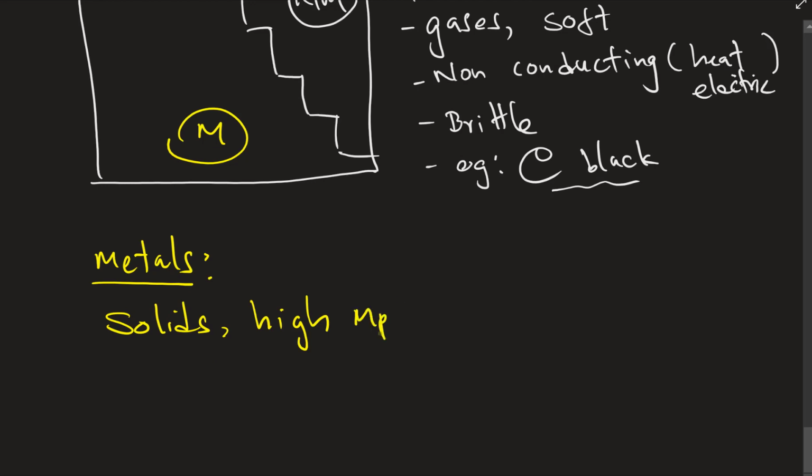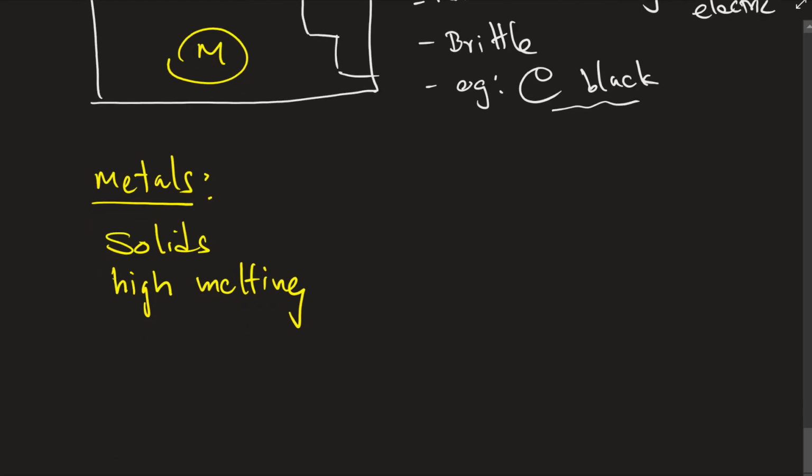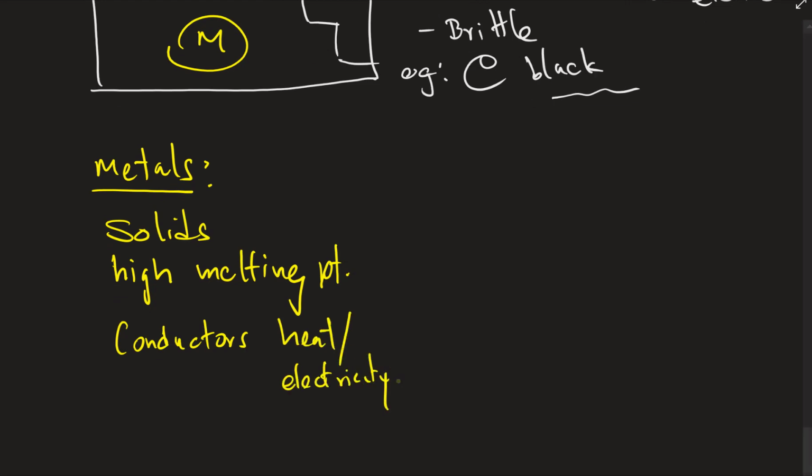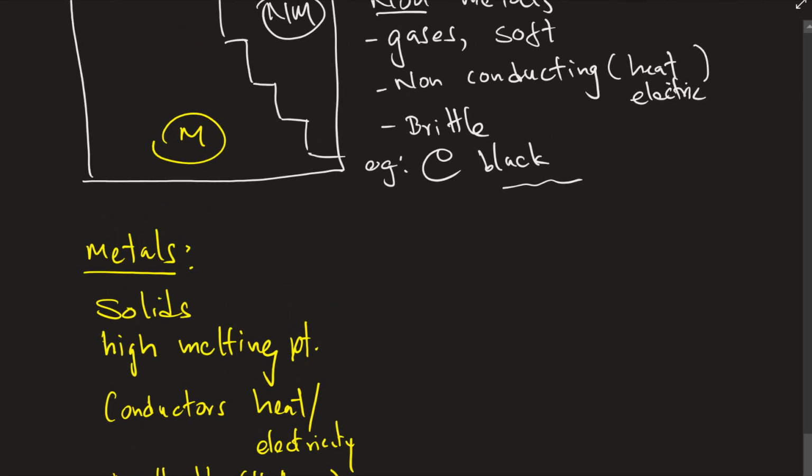Go to metals. The other side, almost two-thirds of the periodic table box, is solids. These have high melting points and they conduct heat and electricity. We know aluminum, copper, and these are very good heat and electrical conductors, right? And it's called malleable, compared with brittle. Malleable means you can hammer. You can hammer into plates and wires and tubes. That's why we also call them ductile.